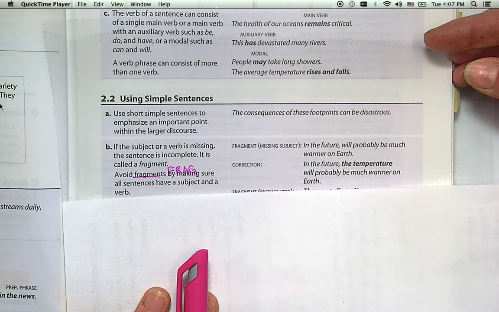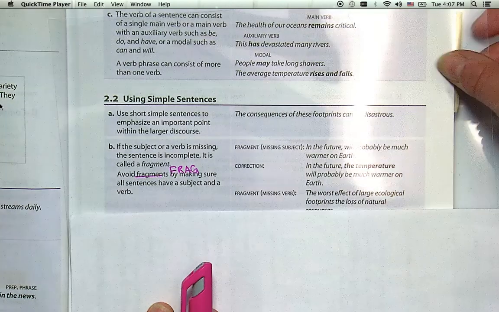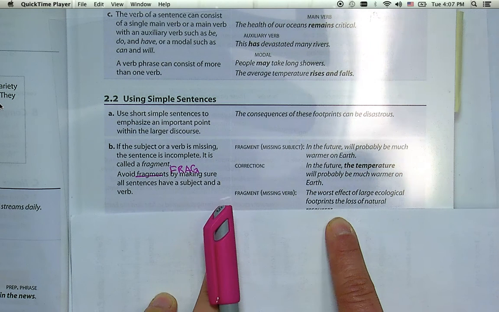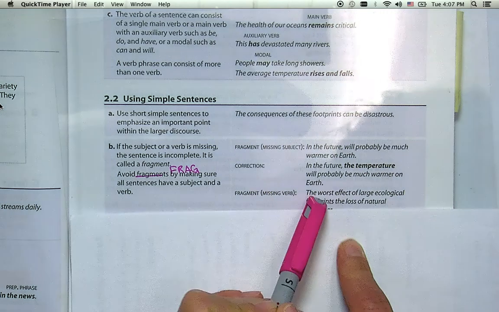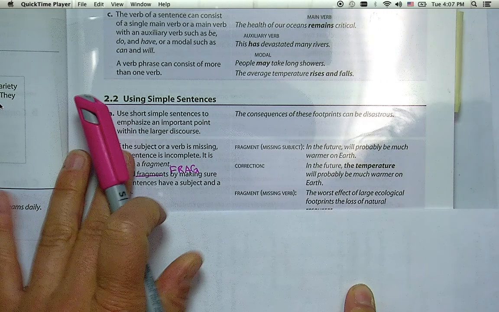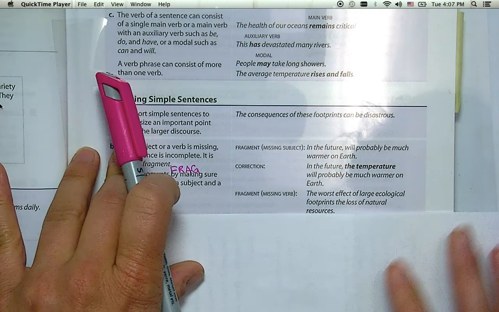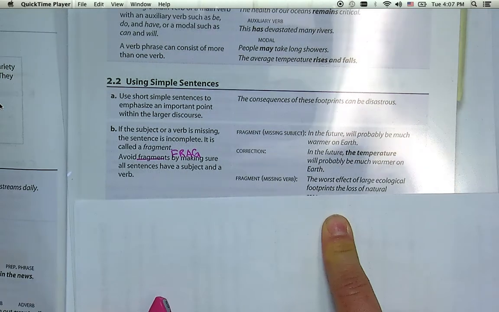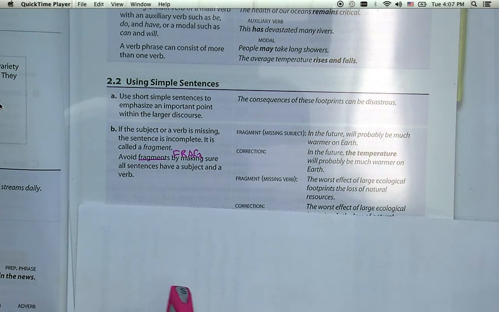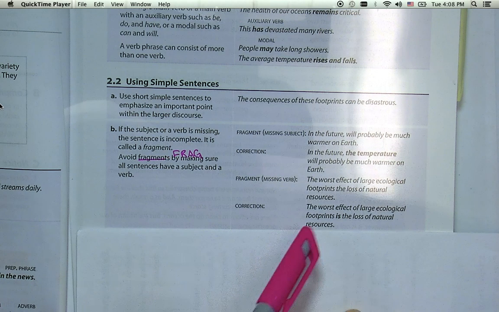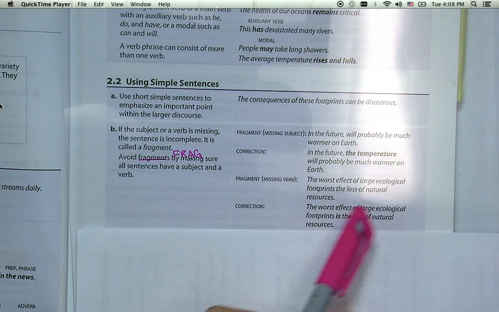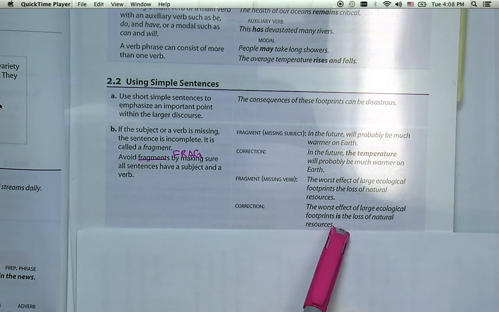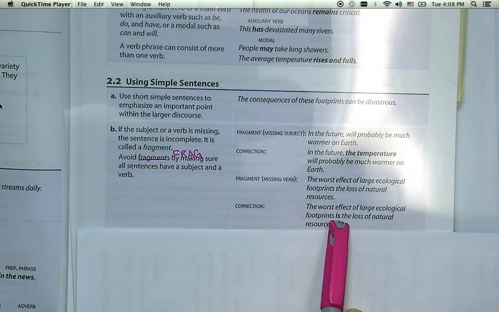If we look at the next example, the worst effect of the large ecological footprints on the loss of natural resources. Yeah, that's a fragment. It's not a finished idea. So if we look down at the correction, the worst effect of large ecological footprints is the loss of natural resources. So many students forget this be verb.